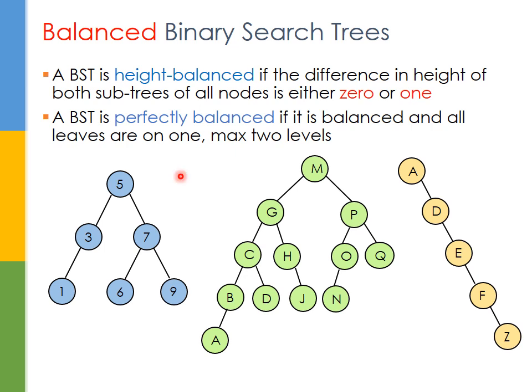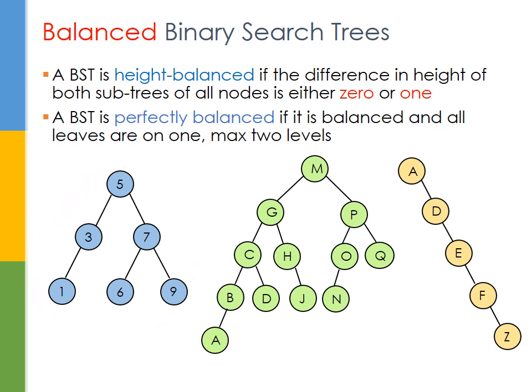If we look at this left tree over here, we see that all of the leaf nodes occur on the same level of the tree. So this means that we have a perfectly balanced tree on the left here.